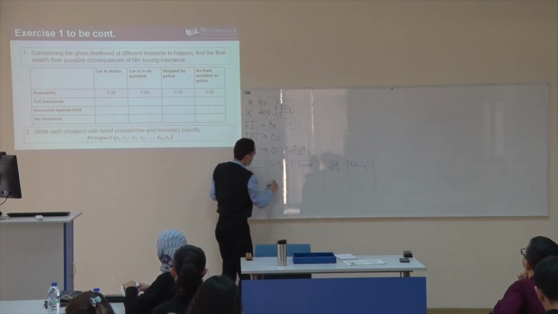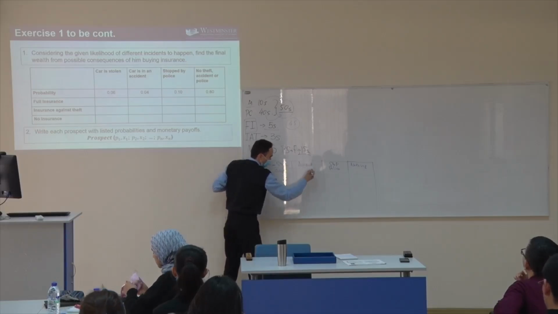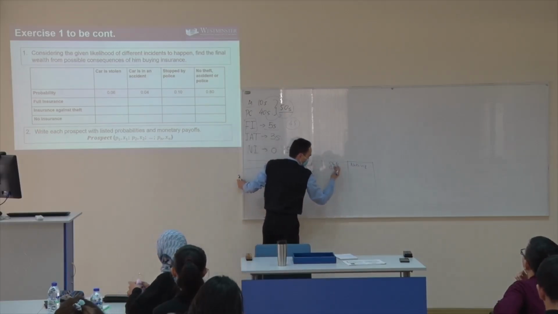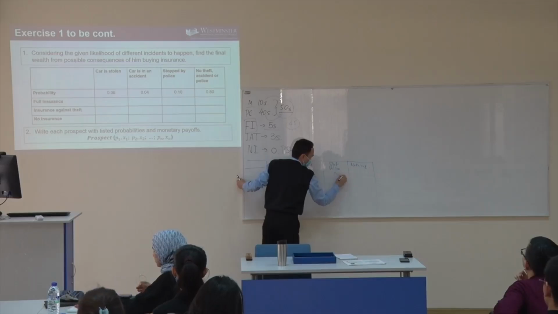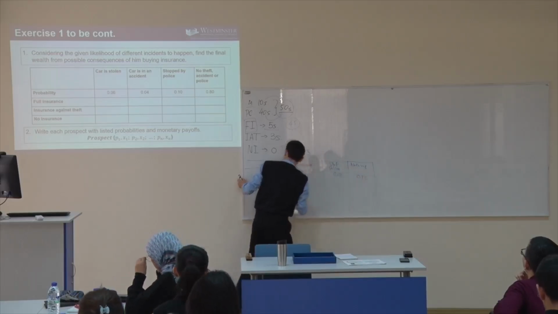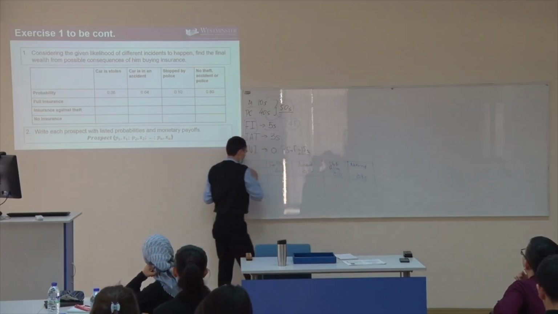And what is given for us? The probability of being stolen is 6%. Probability of being in an accident is 4%. Stopped by a police, 10%. And nothing is going to happen is 80%. So we have these probabilities. These are probabilities. Okay?